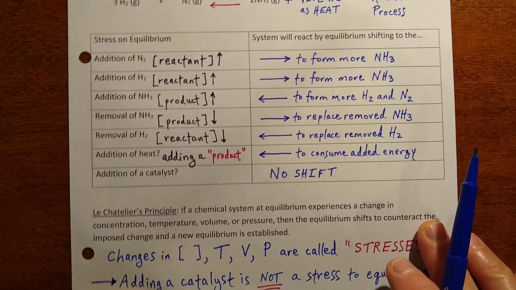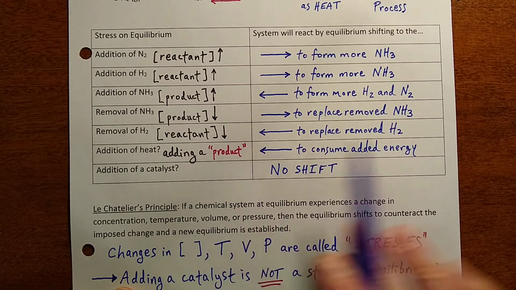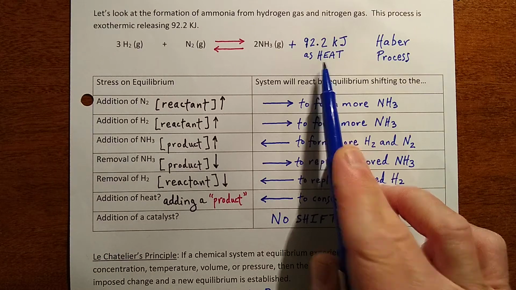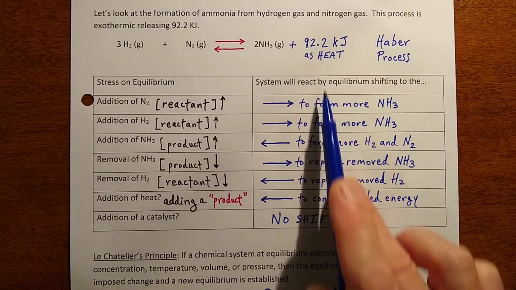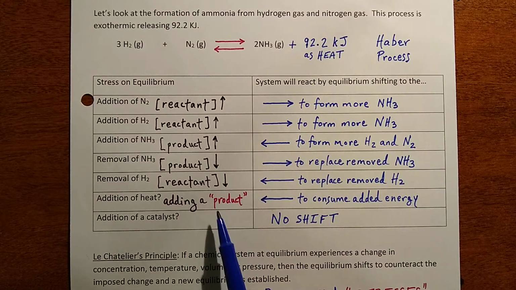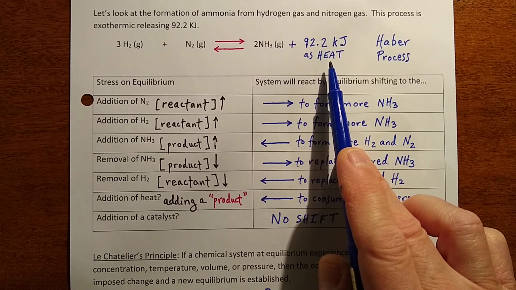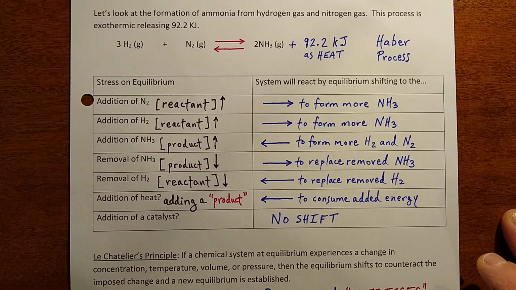What about changes in temperature? Adding in heat. Think of heat as a product. So look at where heat is in this reaction. It's an exothermic process. So if you raise the temperature of this reaction, you're adding in a product, so to speak. That's why I put it in quotes. Raising the temperature would cause the equilibrium to shift to the left. That would not be a good thing for the company making ammonia. Too high a temperature would minimize the production of ammonia.